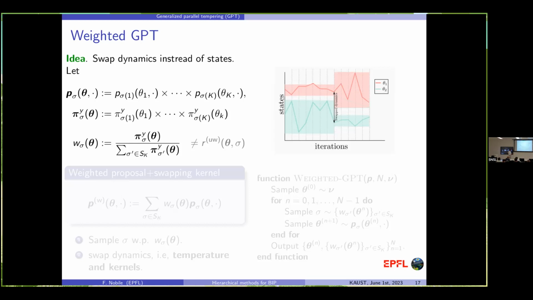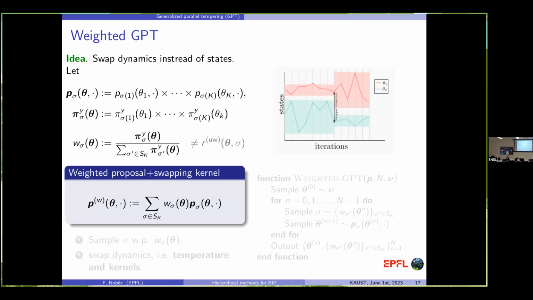Now, of course you have to decide how to choose these permutations, and the rule would be similar as before. So we assign this weight, or this probability of a permutation, which again is proportional. I mean, it's not exactly the same as before. So let me come back to this point.